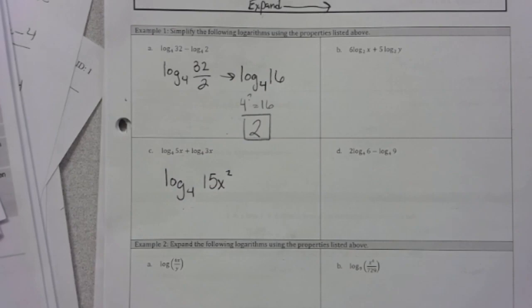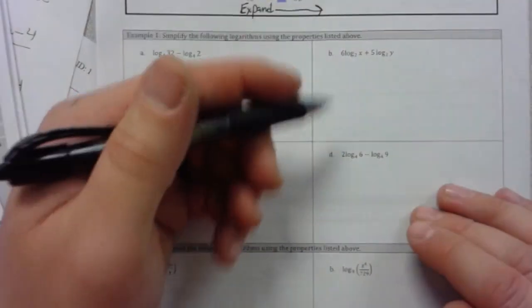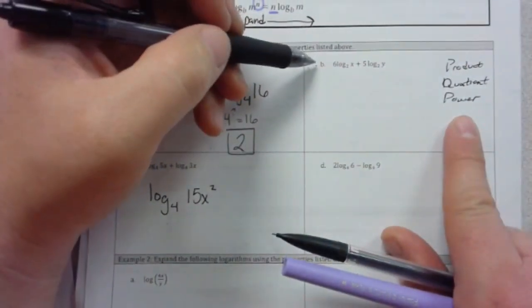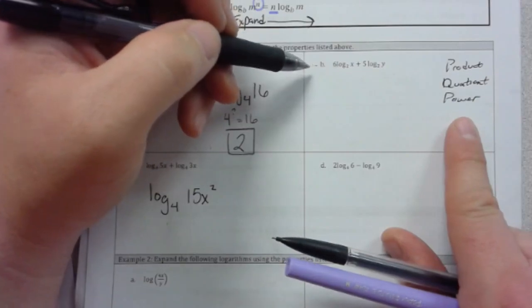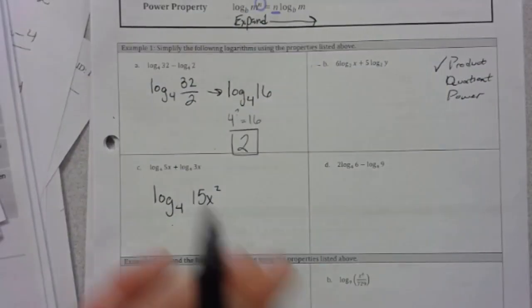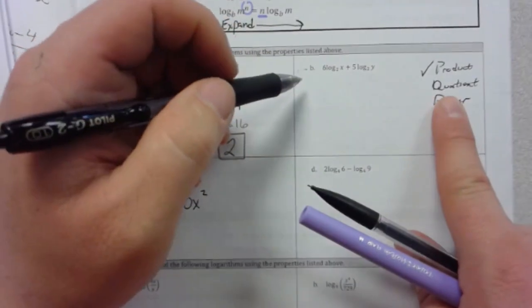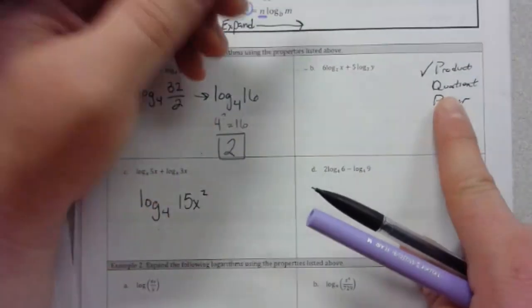Sometimes on B and D we might see multiple steps. Here are the three properties. KJ, what do you think? Do I see anything that indicates I would be using the product property here? Addition. Yep, I see the plus sign, right? So I know I'm going to use that. I'll come back to it. Allie, what about the quotient? Anything here on letter B that I'd be using the quotient for? I agree, there's no minus sign, right? So, not using the quotient right there.